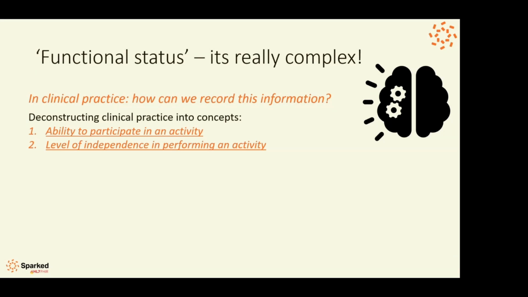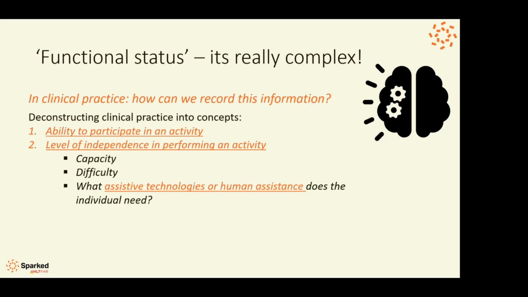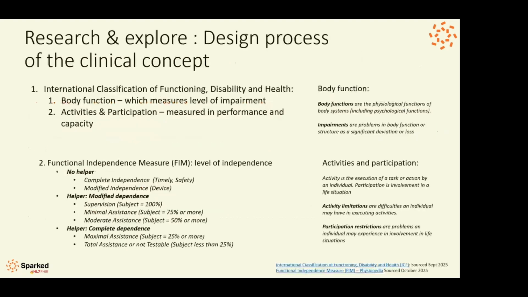So we use that sort of scope or frame of lens when we're sharing continuity of care between shifts or between service provision. And we need to understand their capacity, the difficulty of them being able to perform the task, and what assistive technologies or human assistance that individual might need to perform and participate in that activity, and also the degree of the impairment, how much that impairment affects that person being able to perform the activity.